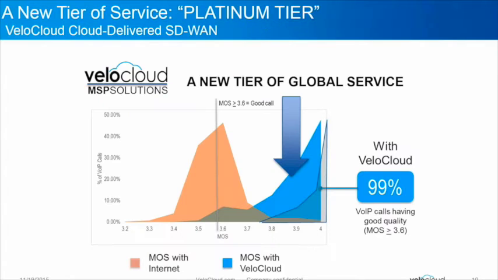The most obvious product that can be introduced with VeloCloud is this new tier of global service.